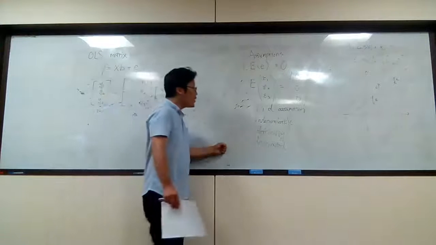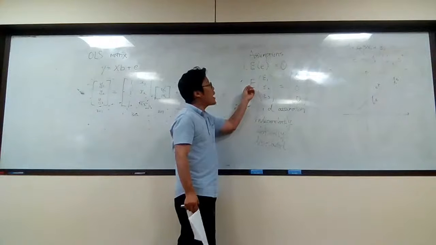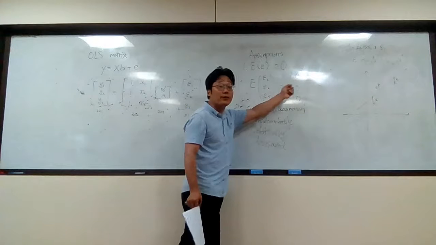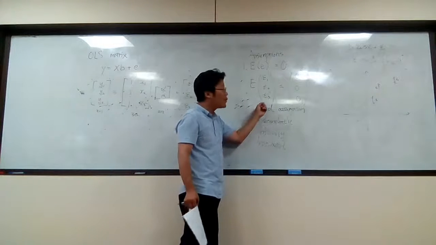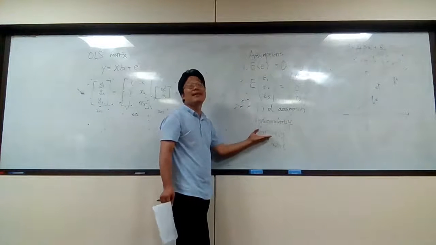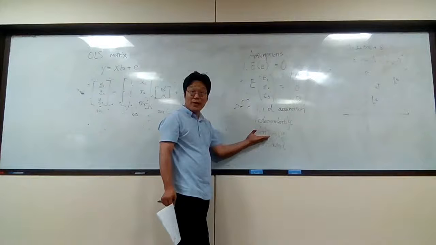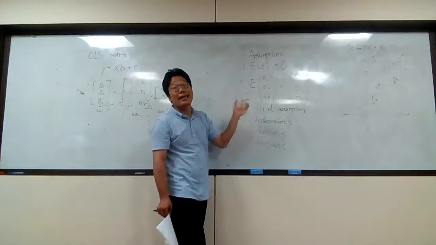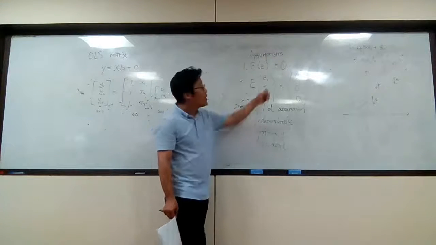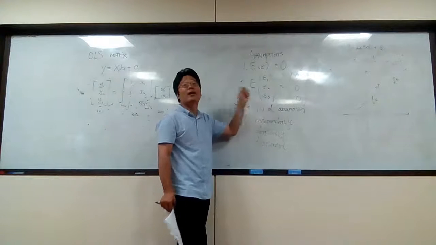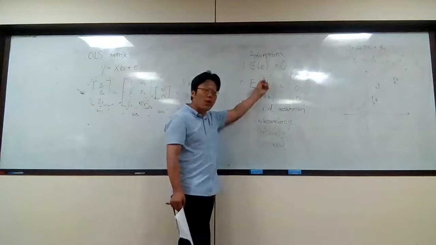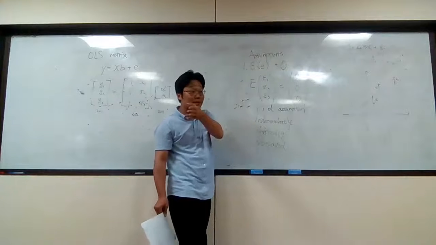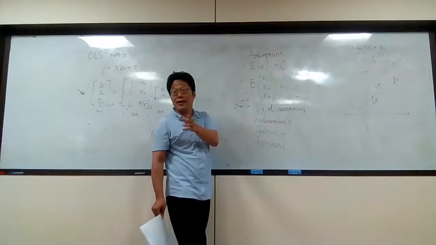So here, the expected value of epsilon 1 is 0, the expected value of epsilon 2 equals 0, the expected value of epsilon 3 equals 0. That is more like the identical distribution assumption. All 3 of them are identically distributed. They are all different random variables, but their distribution is the same. This is coin number 1, coin number 2, coin number 3. As random variables, they are different coins, but the probability of getting head is still the same.